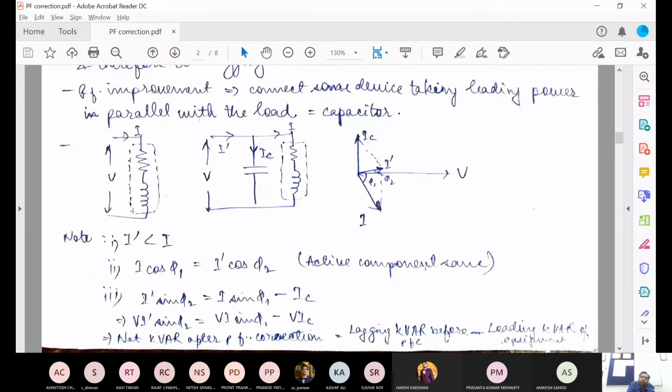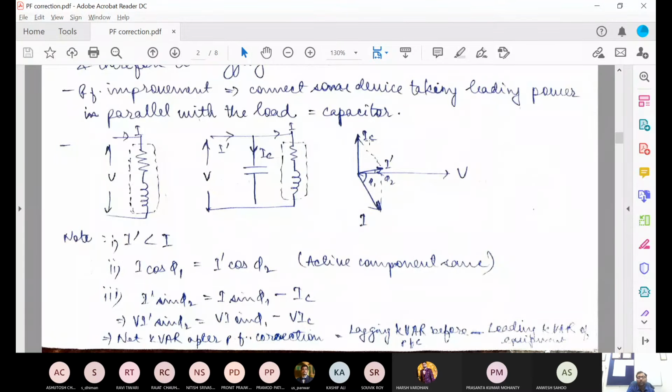And the active component of the two is same. So if you take the projection of this vector I on the horizontal line and the projection of vector I dash on the horizontal line, both will be same. So your I cos phi 1 is equal to I dash cos phi 2. And if you take their projections on the vertical axis, y axis, then what you will see is that this I dash sine phi 2 is nothing but the difference of these two. In this case, it will be IC minus I sine phi 1 because IC is more.